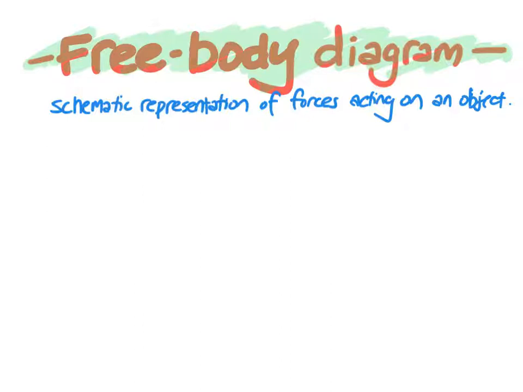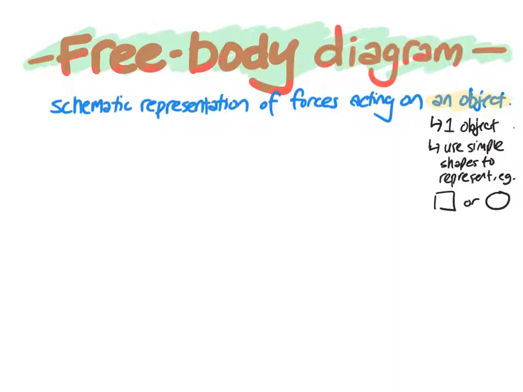And in physics, one way of simplifying a complex scenario is to treat each object independently and do our analysis on them. Hence, the word free body means that we are only focusing on one and only one object. To represent the object in a FBD, we use simple shapes such as a square or a circle. Take note, in a FBD, only one object should be drawn.